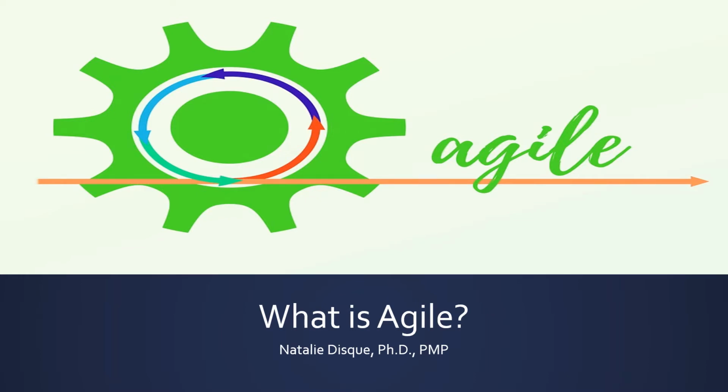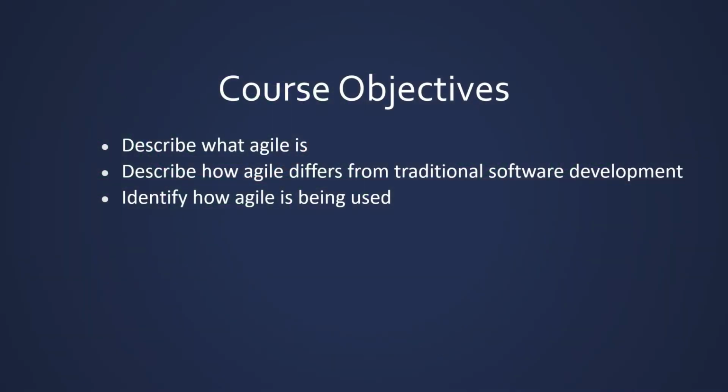And today's video is what is Agile? The objectives of this course will be to describe what Agile is, describe how Agile differs from traditional software development, and identify how Agile is being used. So let's begin.